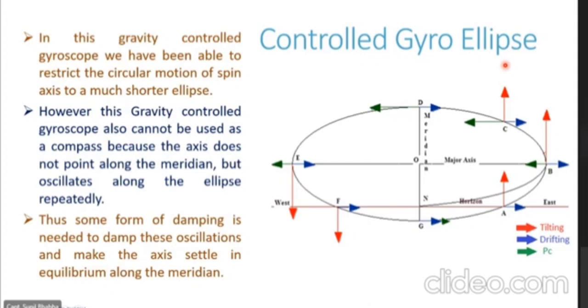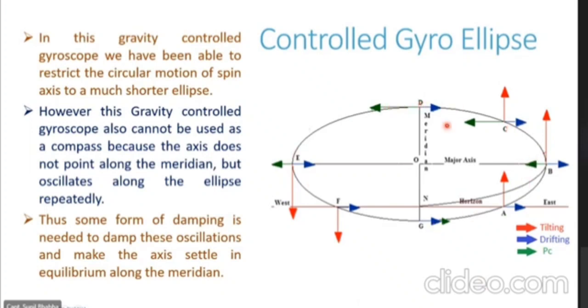The beauty of this motion is that as the spin axis moves now under the effect of these three forces, you will see after about three oscillations, it is going to come back to the same elliptical path. So wherever you take it, you disturb it and you take it someplace else, it is going to oscillate and come back to the same elliptical path.